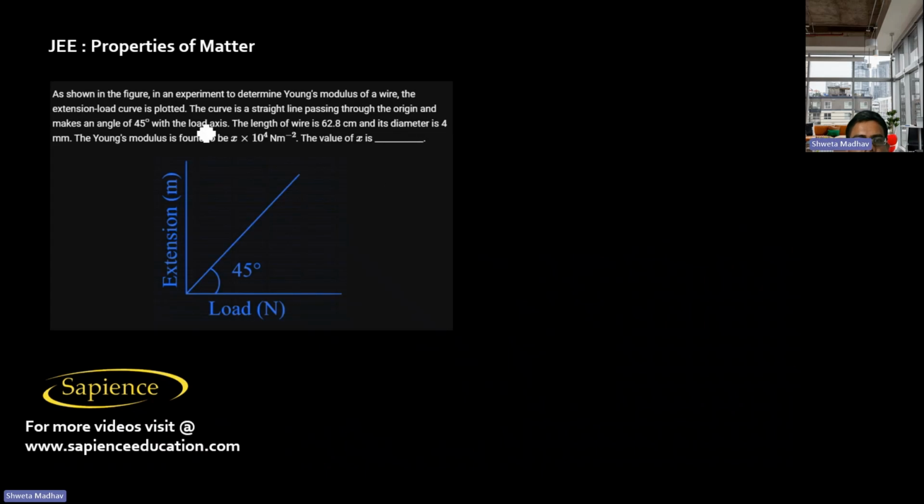And here it is told, as shown in the figure, in an experiment to determine Young's modulus of a wire, the extension versus load curve is plotted. Then the curve is a straight line passing through the origin and makes an angle of 45 degrees with the load axis.